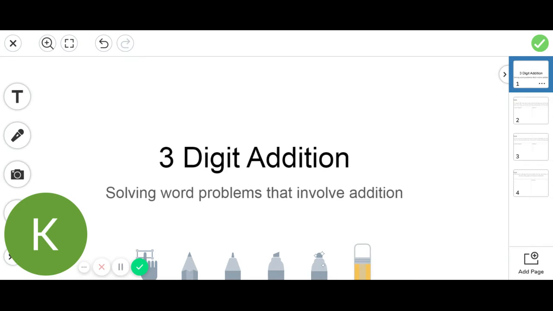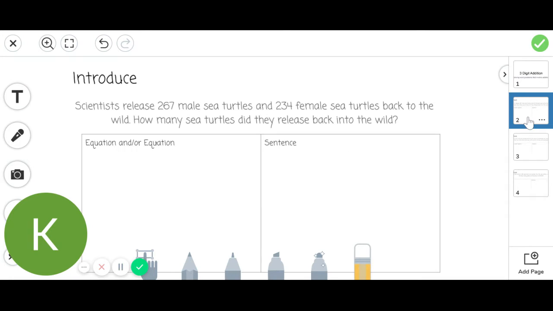Welcome back, everybody. Today we're going to be looking at word problems, but this time with 3-digit addition in the word problems. Let's take a look at our first example. Follow along as I read the problem.